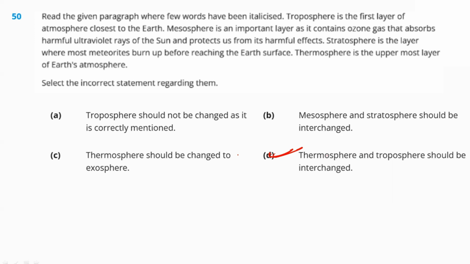So this is our final question. With this, we come to the end of the discussion on this question paper of 2022-23 of grade 6 science. I hope you all have understood the questions and I wish you all the best for your upcoming SOF examination. Thank you so much.